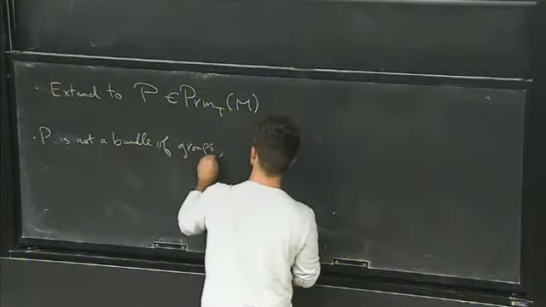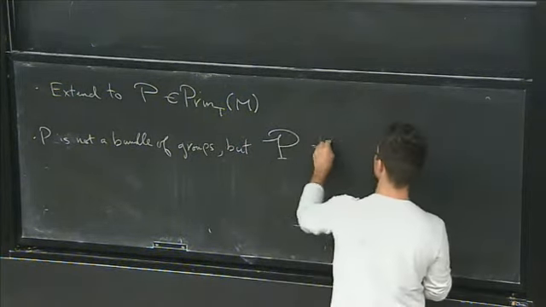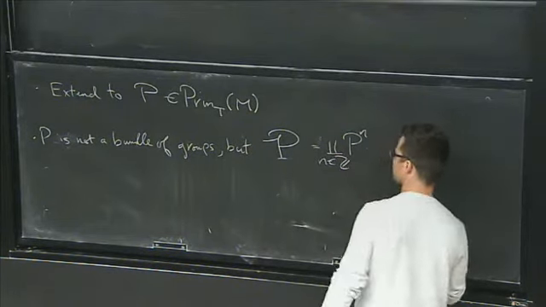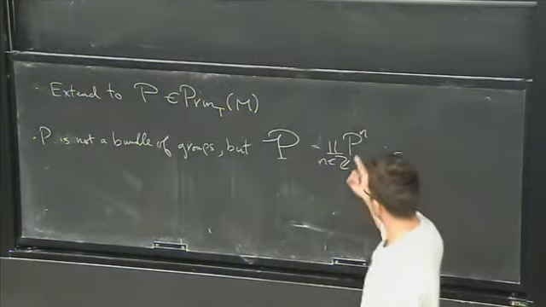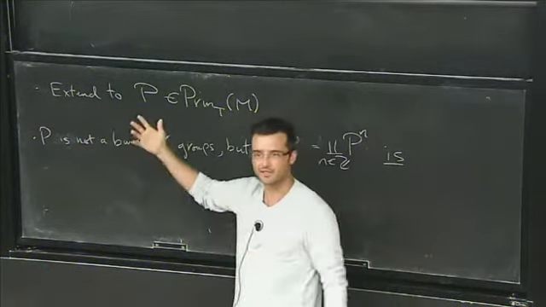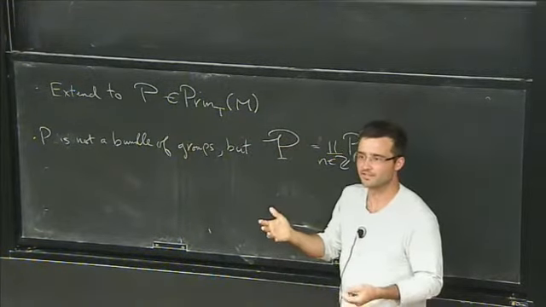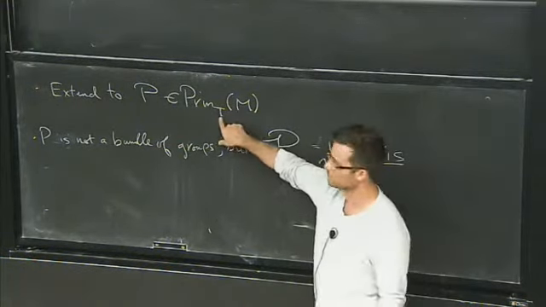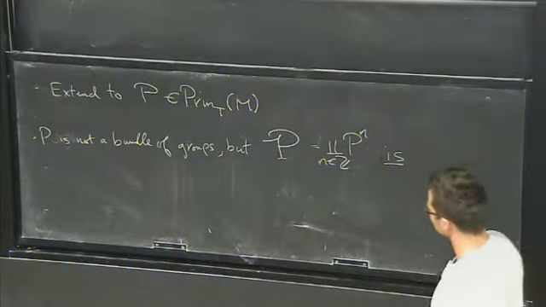but if you take this other guy that I'll just call script P, I guess, which is the disjoint union of all the powers of P, that is a bundle of groups. What does this mean, the powers? Well, if this principal bundle is given by some given transition functions, then P squared should have the square of the transition functions, and P cubed should have the cube of the transition functions. That's something you can only do for a principal bundle whose fiber is abelian. Right? So that thing is a bundle of groups.